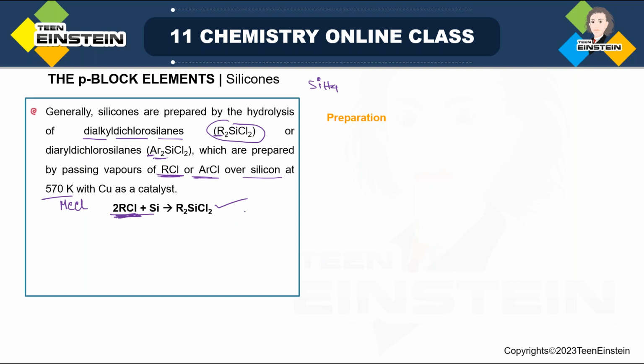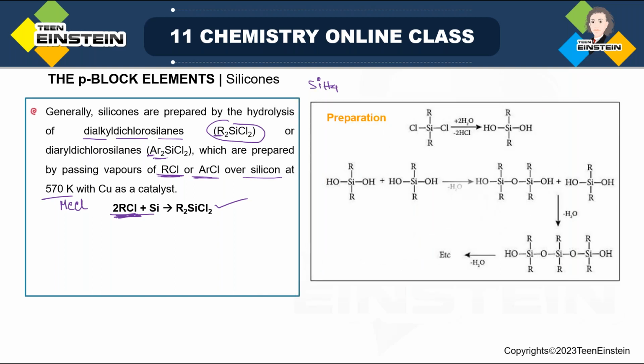So first we have to prepare R2SiCl2 or diaryl dichlorosilane, and then we will use this molecule as the starting material to prepare ultimately silicone. So here we have this R2SiCl2. Now we are doing the hydrolysis reaction. What will happen? These 2 chlorine are replaced by 2 OH groups as if HCl is removed. Now if you take 2 molecules and remove one water molecule, you get an Si-O-Si linkage, right?